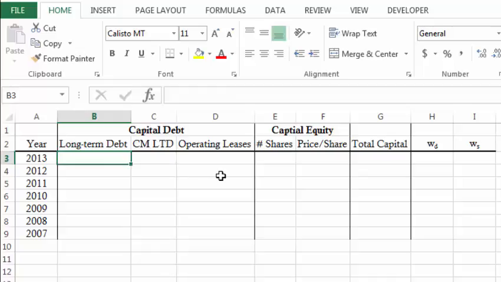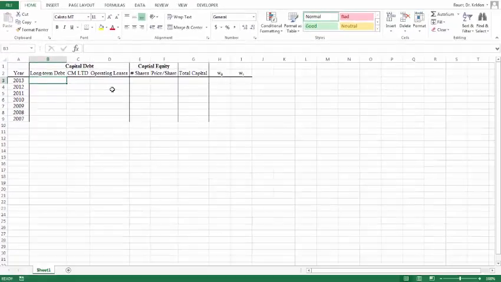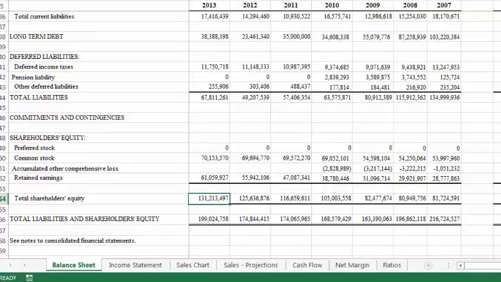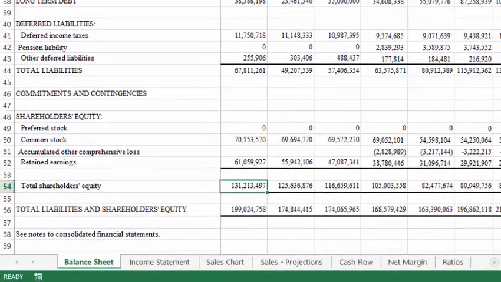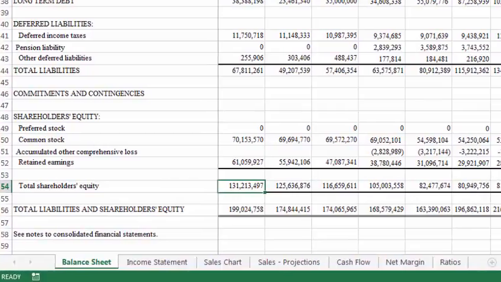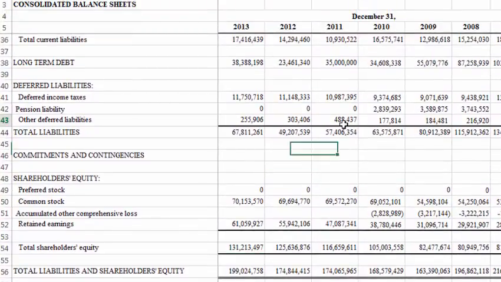Okay. So having said that, let me pop over to the historical financial statements. All right, these are the historical financial statements, which appear to be just a smidgen off. There we go. And these are the balance sheets.